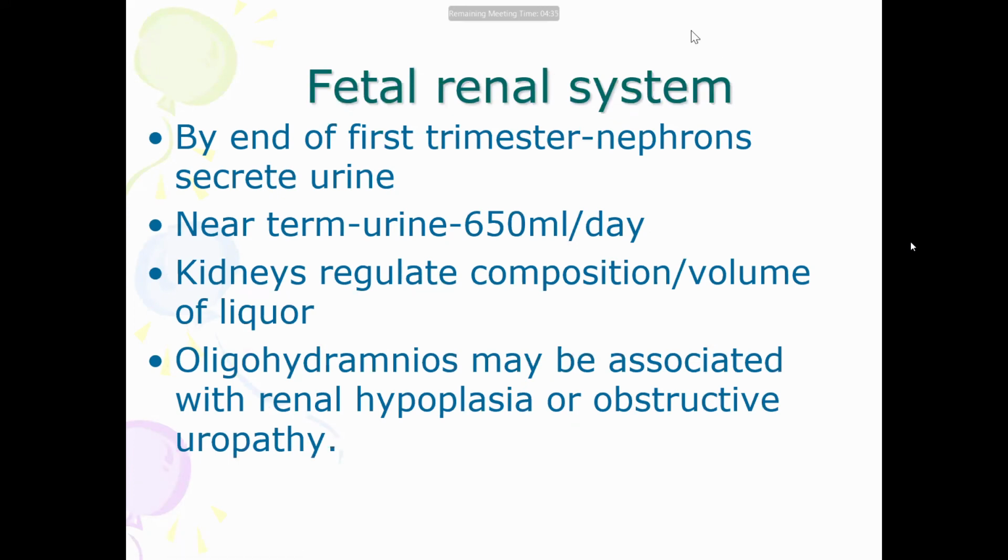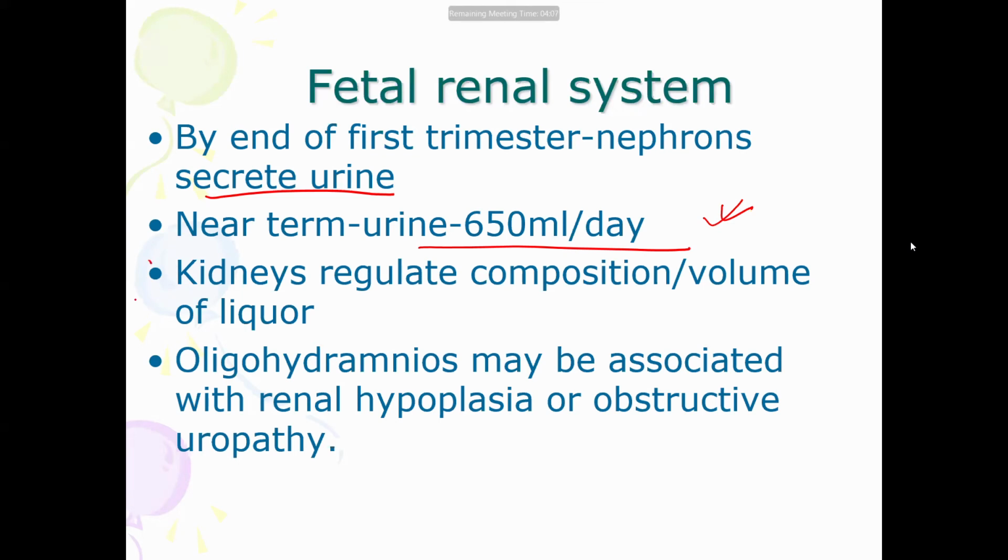Another system is the fetal renal system. By the end of the first trimester, by 12 weeks, the nephrons start to secrete urine, and near term it's around 650 ml per day. Basically, the kidney regulates the composition and volume of the liquor.